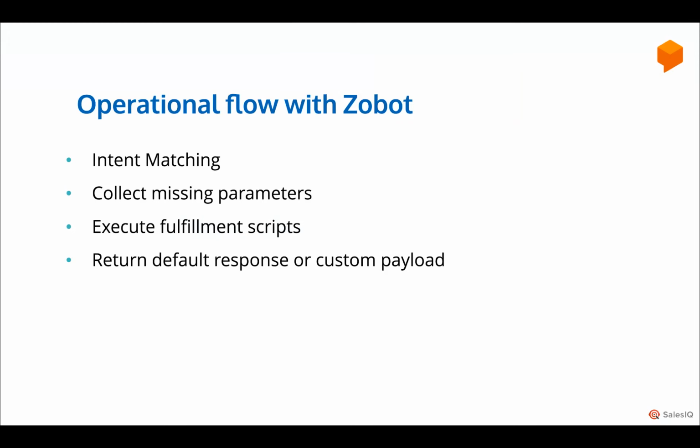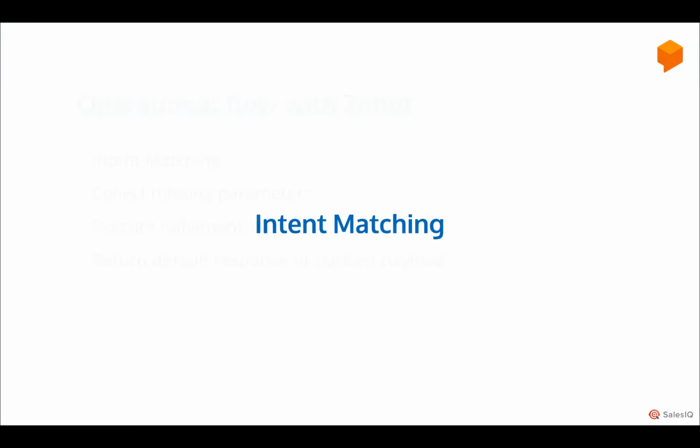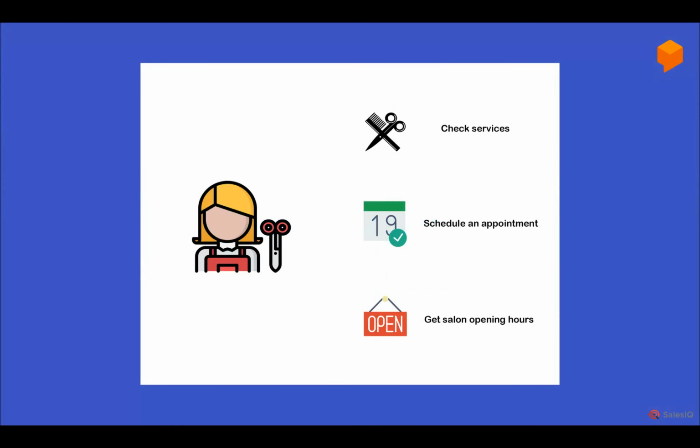So there are four major steps involved while creating a Zobot using Dialogflow. The first one is intent matching, and then it's correcting missing parameters, execution of fulfillment scripts, and returning default responses or custom values. So first we'll begin with intent matching. So we'll create a bot that is skilled to answer questions of this type, and this will be possible using natural language. So you can make any use case that suits your website's requirements. So this is going to be my example.